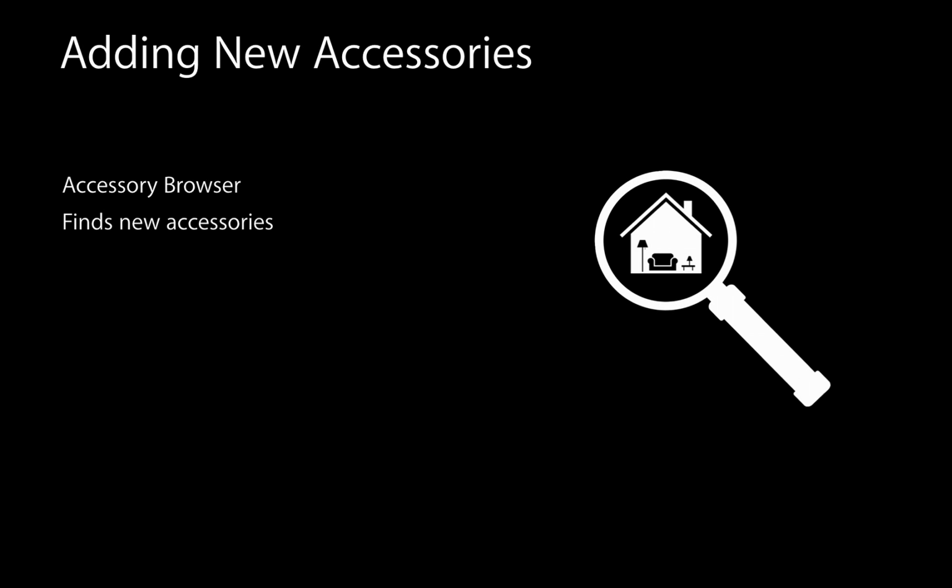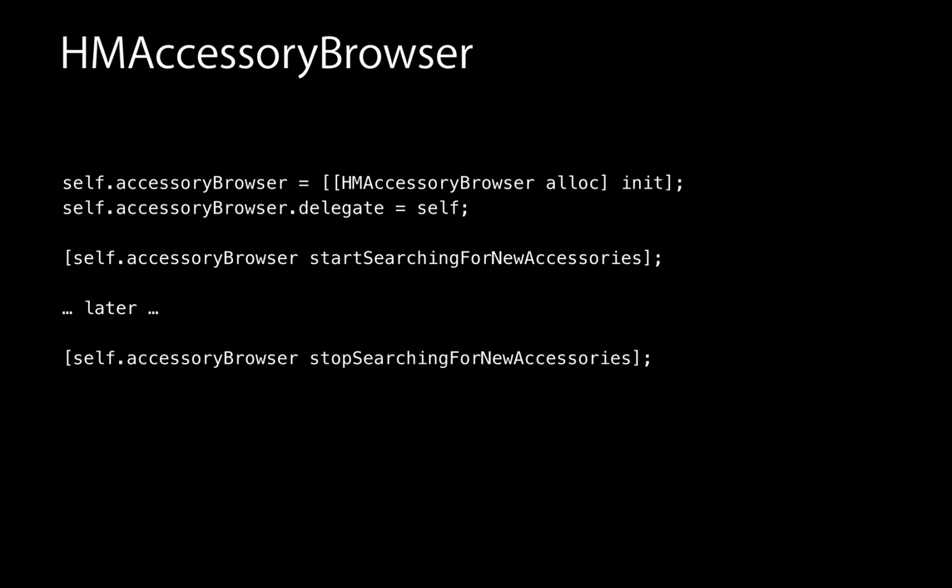We do that with the Accessory Browser. So this tool lets you, in your application, find out if there are any new accessories available, and then help a user add those to a home. So you create an instance of the Accessory Browser, set the delegate, and then, when appropriate, you start searching for new accessories. You'll find some, you'll remove some, I'll talk about that next, and then later, when you're done, you stop searching for new accessories. So it's responsible for power management to stop searching for new accessories when it's no longer necessary to do that. You've left the view, you're leaving the application, you've decided that enough time has passed, and so on.